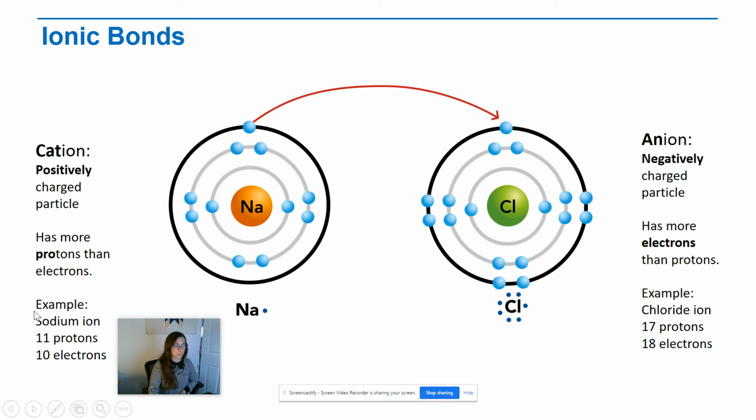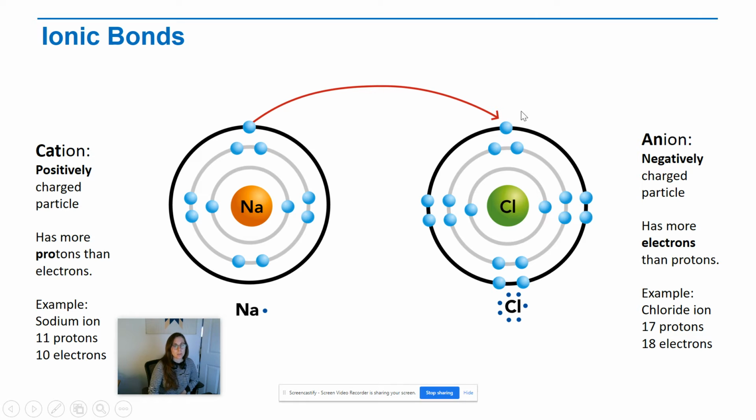So for example, a neutral sodium atom would have 11 protons and 11 electrons, right? In this example, it got rid of one of its electrons, and so now it only has 10. So if we add all this up, it has 11 positive particles and 10 negative particles. And so that gives us an overall charge of 1 plus. And so it's going to become a cation.